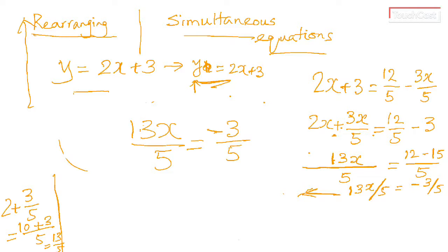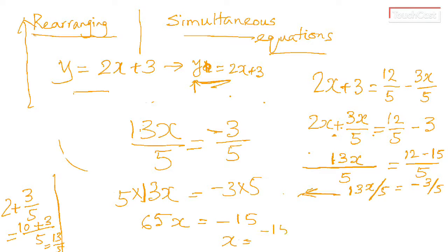Five lots of 13x, times it by 5 equals negative 3 times 5. It can be done in different ways, and that gives you 65x equals negative 15. So x will be negative 15 over 65. I know after a while these sort of equations are going to be pretty straight and simple, but my year 11, they have to do lots of practice before they get confidence in these sort of things.